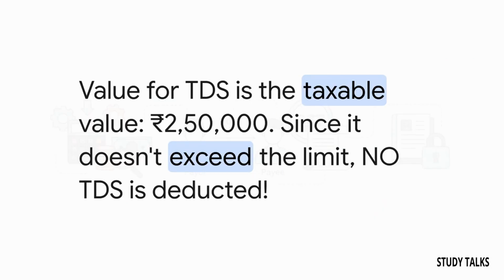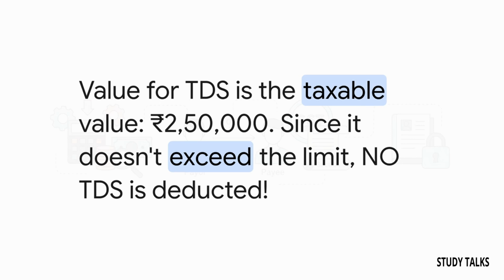So let's bring it all back to our first question. The invoice was for 2,95,000, which included GST. The taxable value, when you back calculate, is 2,50,000. Now remember the rule? TDS applies only if the value exceeds 2.5 lakhs. Since our value is exactly 2.5 lakhs, no TDS is required at all.